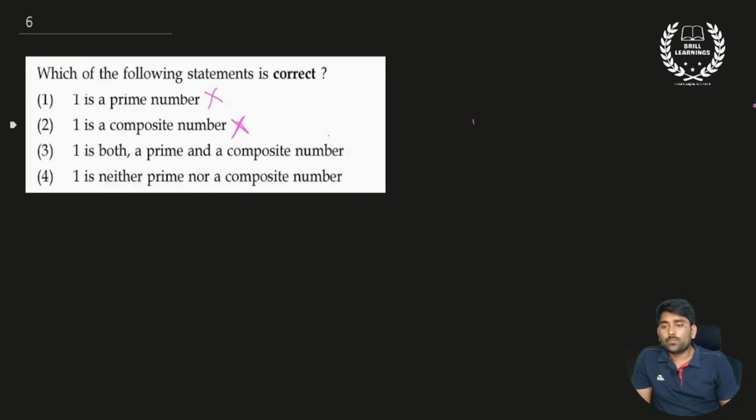1 is both prime number and composite number. Just now we checked, so this is also wrong. 1 is neither prime nor composite. This is our answer. Let's move on to the next question.